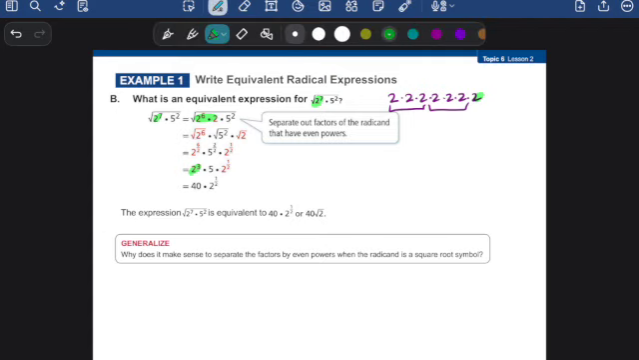I don't think you need to do that part. This step is kind of confusing. So 2 to the 6th, if I take the square root, I get 2 to the 3rd.